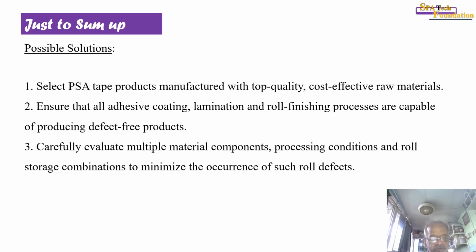Possible solutions: select PSA tape product manufactured with top quality, cost effective raw materials. Ensure that all adhesive coating, lamination, and roll finishing processes are capable of producing defect-free product. Carefully evaluate multiple material components, processing conditions, and roll storage combinations to minimize the occurrence of such roll defects.